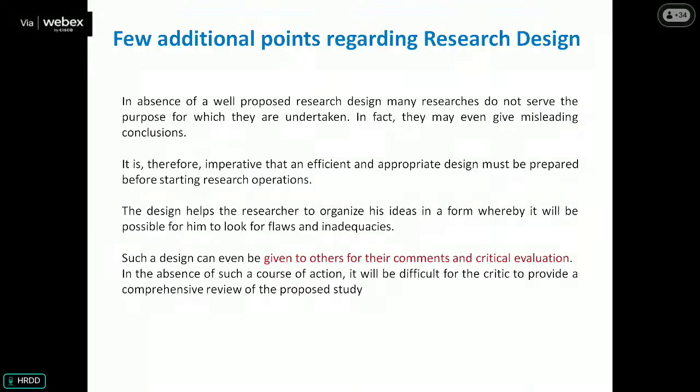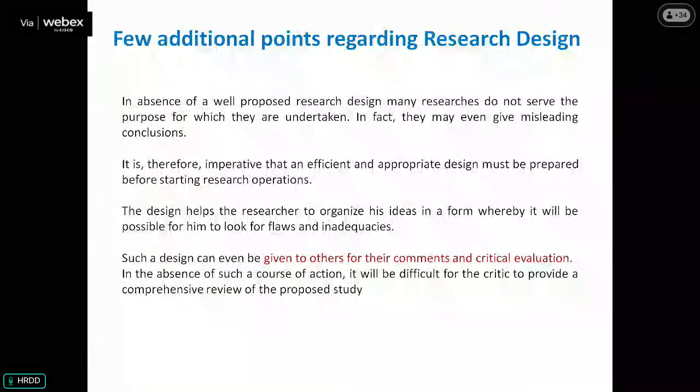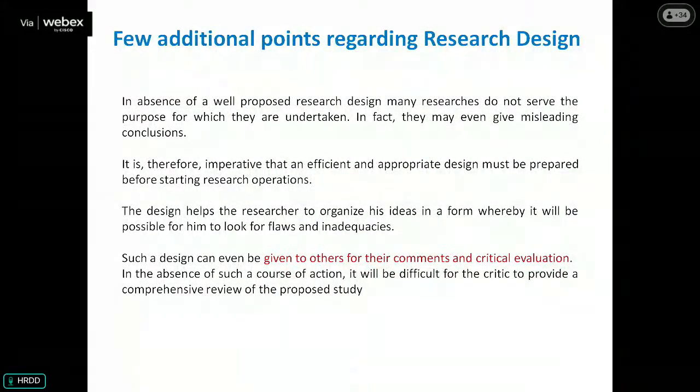Few additional points. In absence of a well proposed research design, many researches do not serve the purpose for which they are undertaken. In fact, they may even give misleading conclusion. So they say that if you lack a proper research design, your conclusion may be misleading. Whatever you are drawing as a conclusion will be full of errors. As I told you, the feature of a design is that it should be error free. If you have a proper design, your data is free of errors and free of bias. We don't have a bias in mind and free of errors.